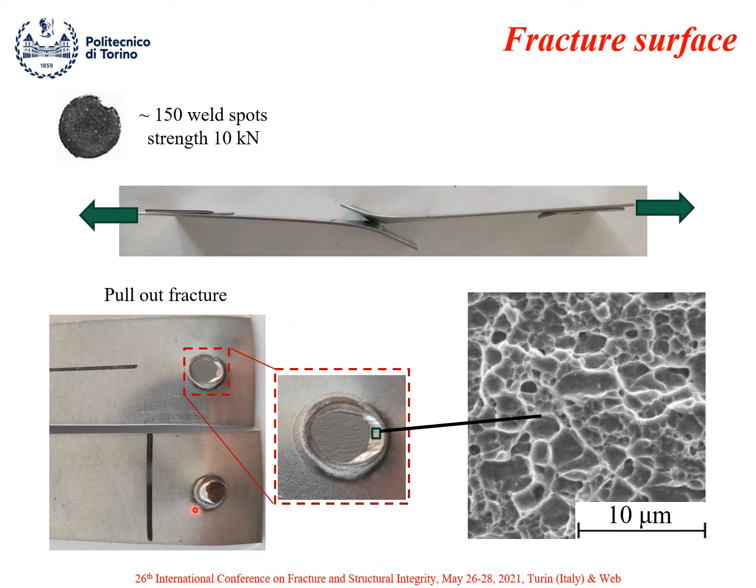You can see that the fracture is a pull-out fracture with the joint that exhibit a very good mechanical behavior. This is the typical fracture that is required for some joints. And particularly the fractured area is completely ductile. You can see the typical appearance of such fractures.